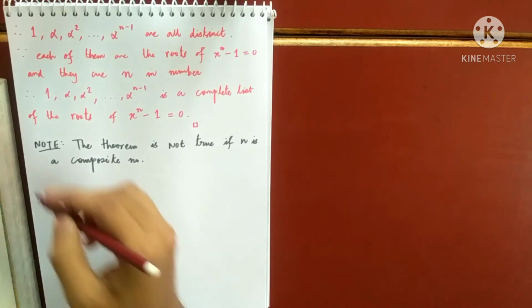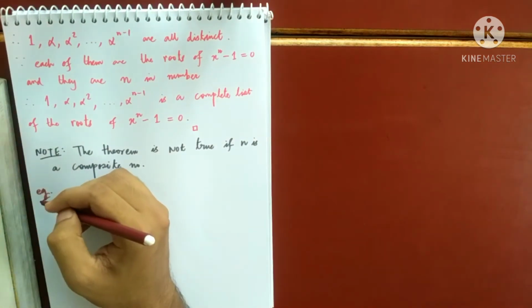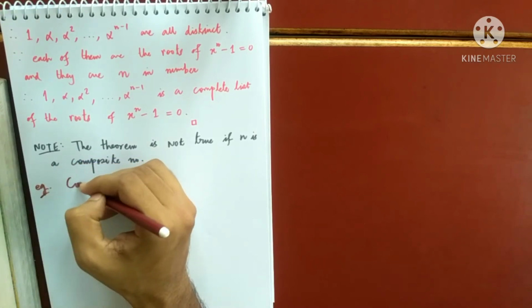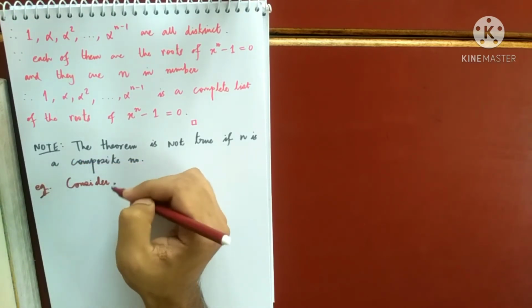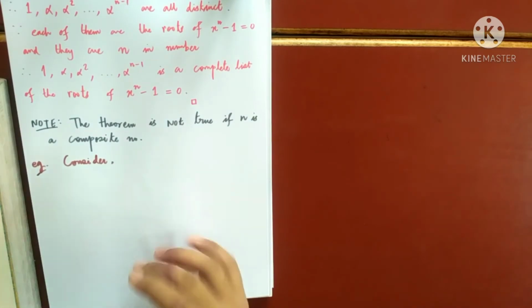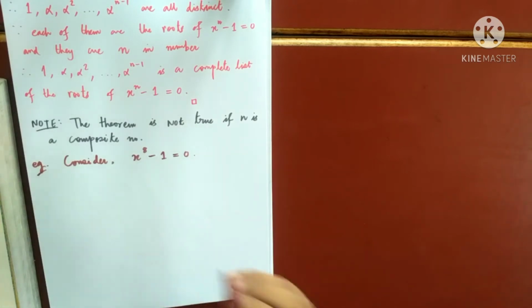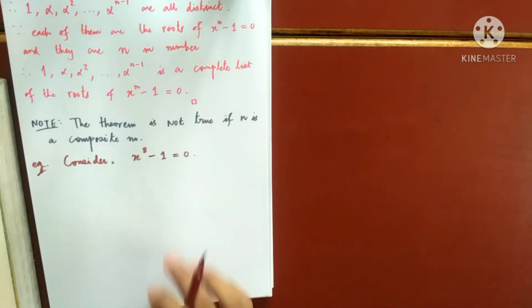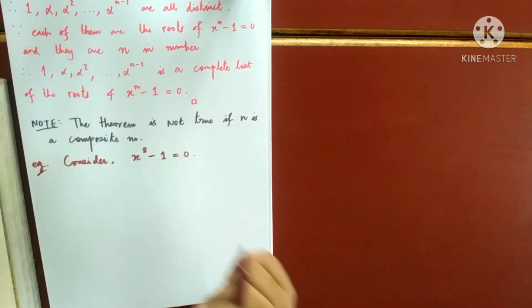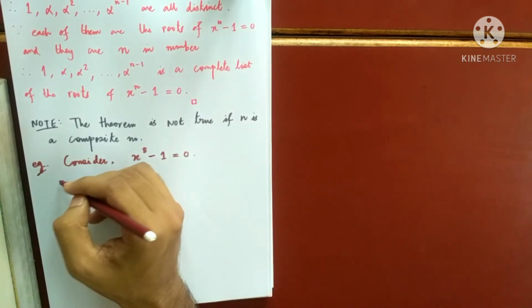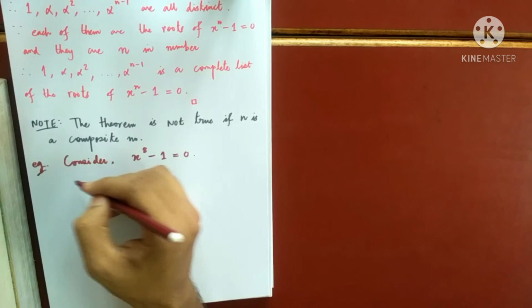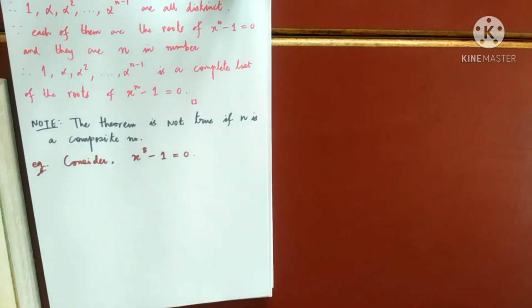For example, consider this equation: x to the power 8 minus 1 equals 0. So for this equation, this 8 is not a prime number, it's a composite number. Choose one imaginary root. So you know what the roots of this equation are? What was the formula for finding the roots? Cos 2k pi by n plus i sin 2k pi by n.